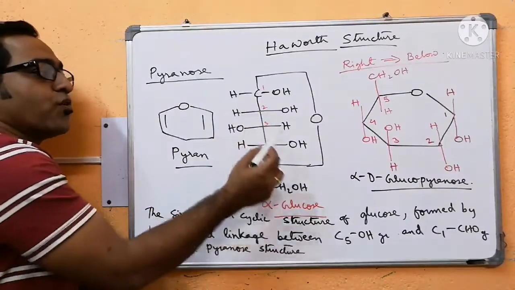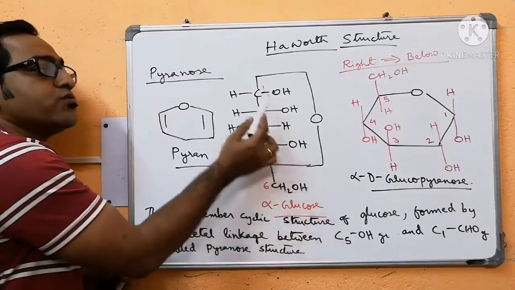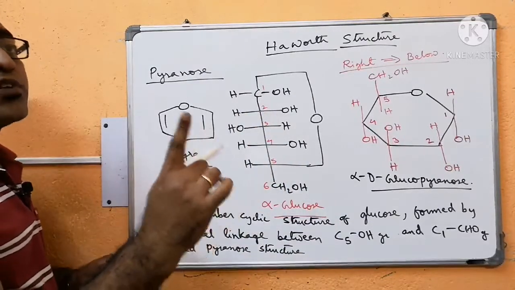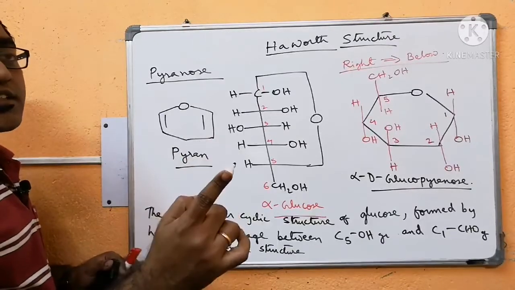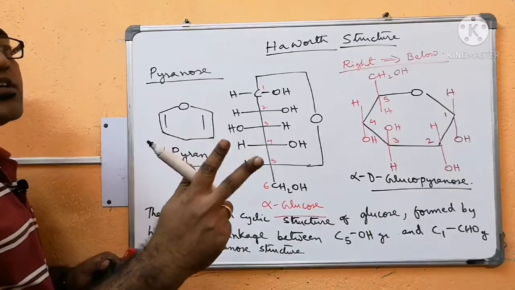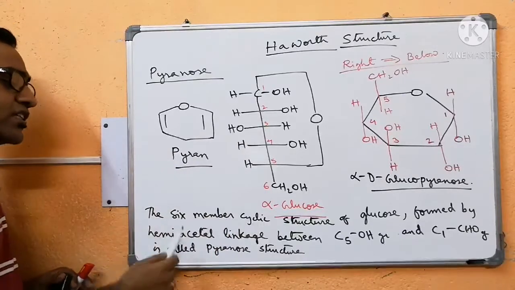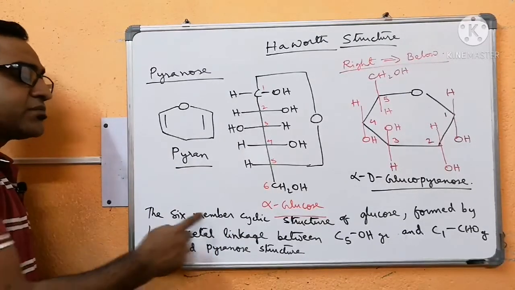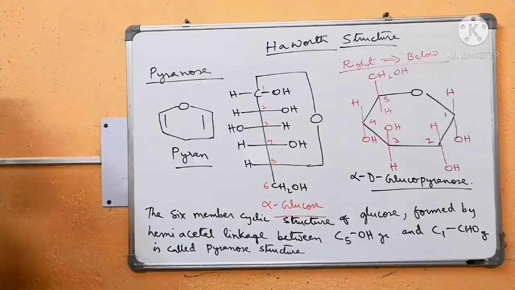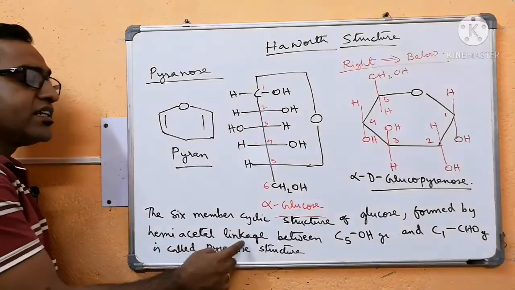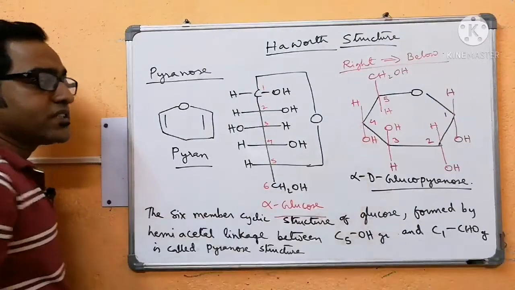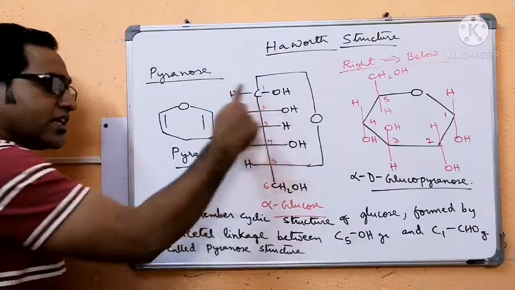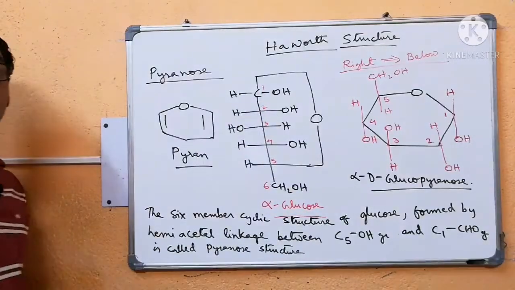Because this structure is formed by the reaction of alcoholic OH with aldehyde group. The reaction of 1 mole of alcohol with aldehyde gives hemiacetal. If 2 moles of alcohol react, we call it acetal. So this is basically a hemiacetal linkage. The 6-member cyclic structure of glucose formed by hemiacetal linkage between C5 OH and C1 CHO is called pyranose structure.